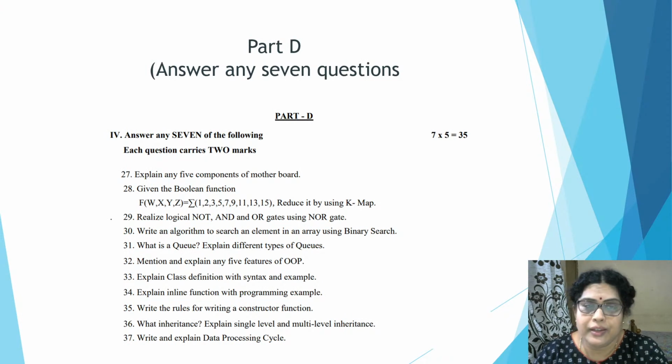So you can see here I have presented the 5-mark questions. Part D, you need to answer any 7 questions. Totally you can see that there are 11 questions, so you have a choice. 7 questions should be answered. Each question carries 5 marks there. It is not 2 marks, it is 5 marks.